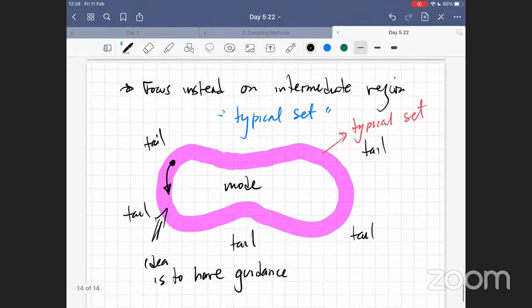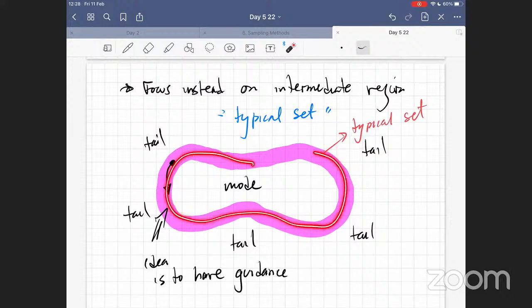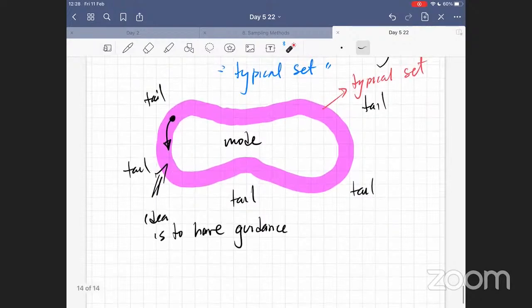Okay, so going back to this plot, I am not assuming a particular shape of the posterior distribution, other than the fact that you may have a typical set given by, I don't know, this thing. But this is just a cartoon in order to make a point here. And the point is that you want to have some guidance. And then HMC is trying to do that.